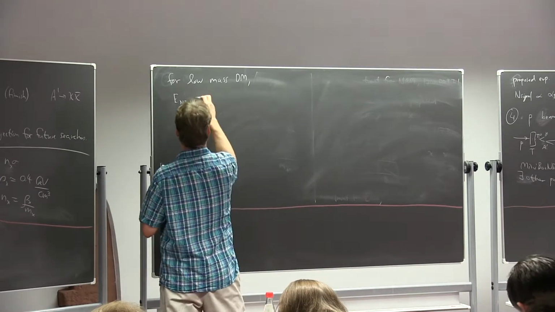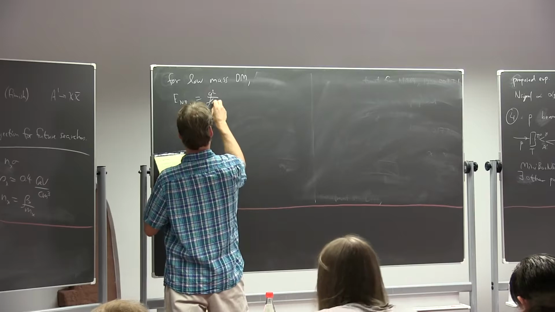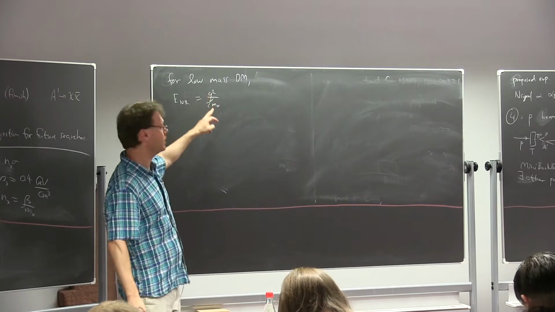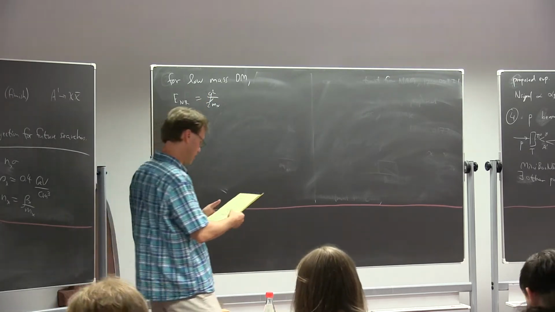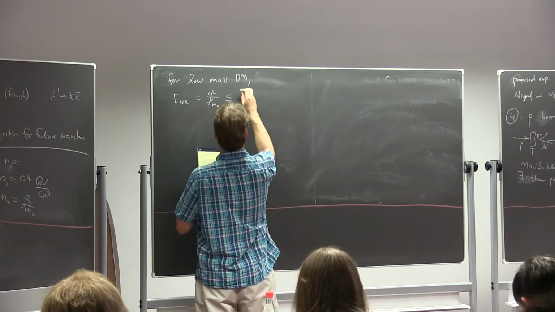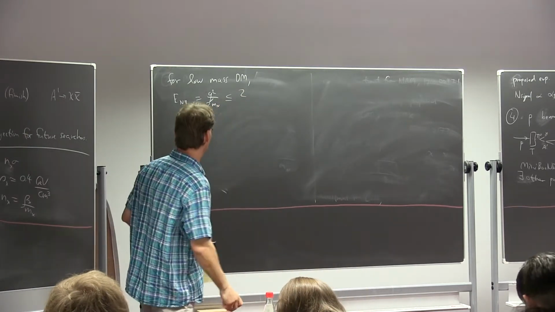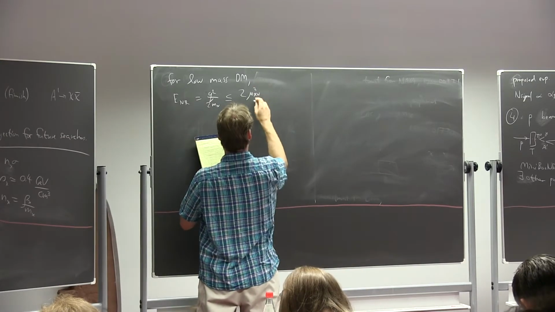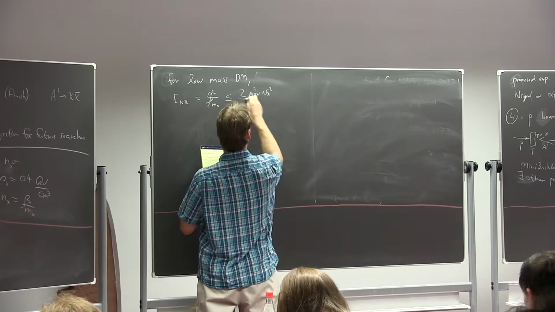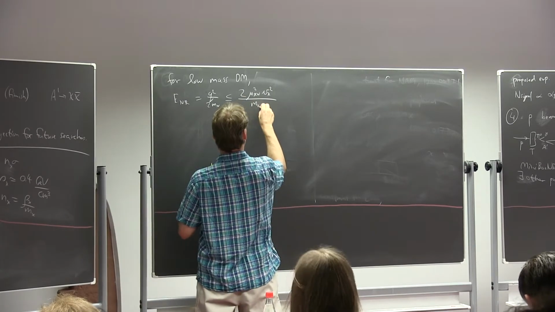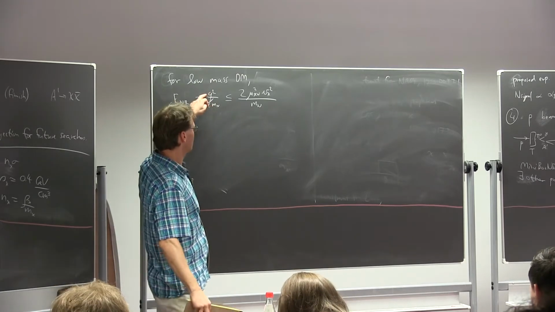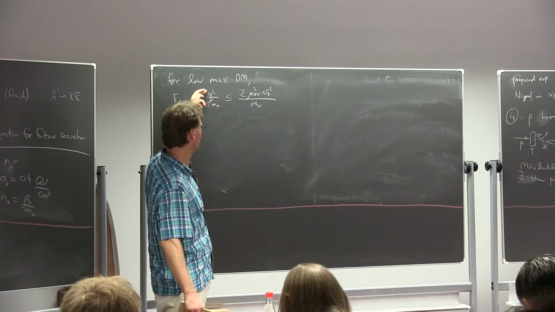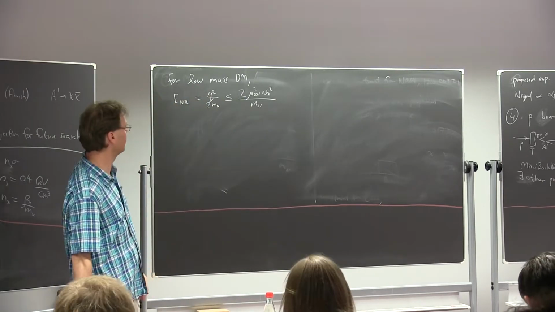So for low mass dark matter, the nuclear recoil energy is q squared over 2 m_N. That's just the momentum transfer from the dark matter to the nucleus, over twice the mass of the nucleus. The maximum momentum transfer is 2 mu_chi,N, that's the reduced mass, times v_chi. Square that and you get a factor of 4, and dividing by 2 leaves a factor of 2 there.